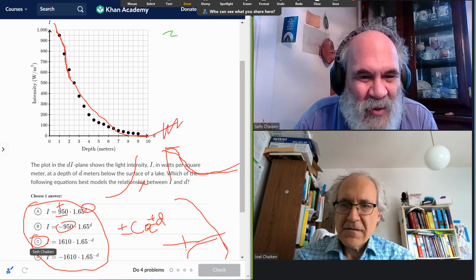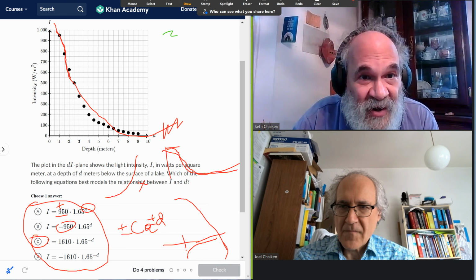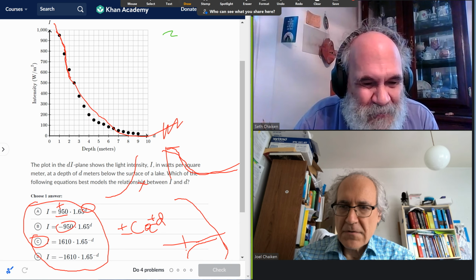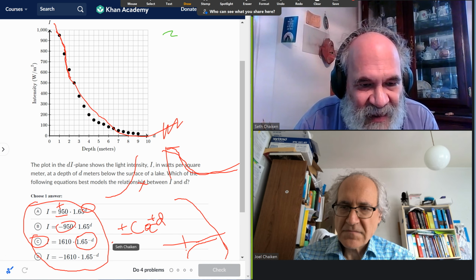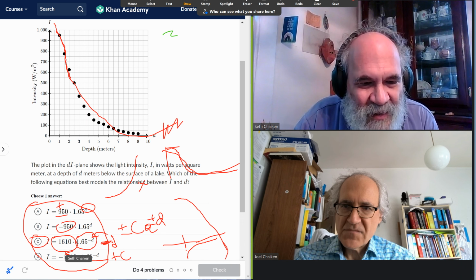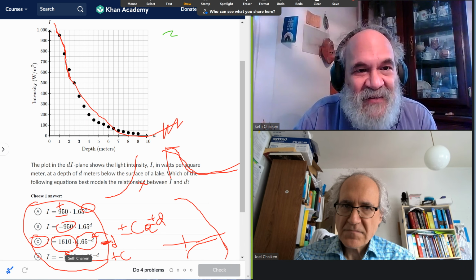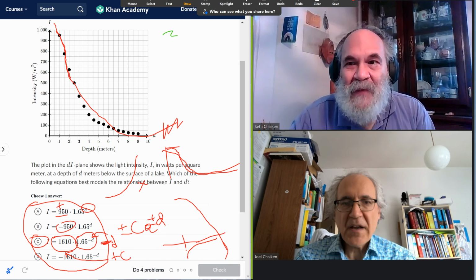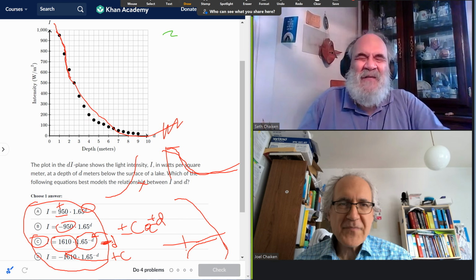And in fact, the way I saw it was, I looked at the curve and I saw this is the only one with a negative d and a positive C. Immediately, that's the curve. That's the shape. Move on to the next question.